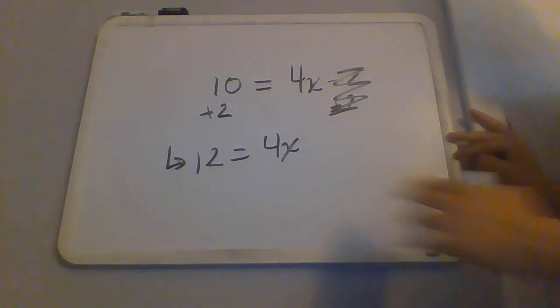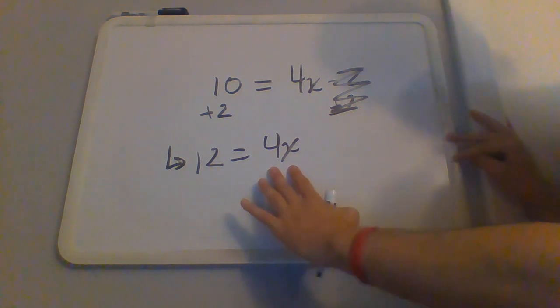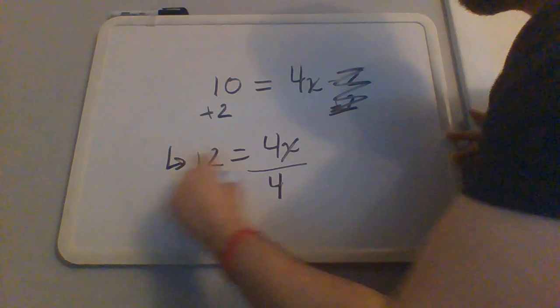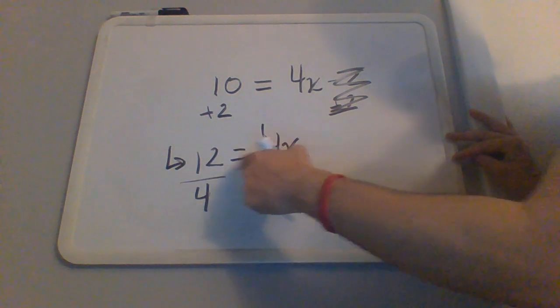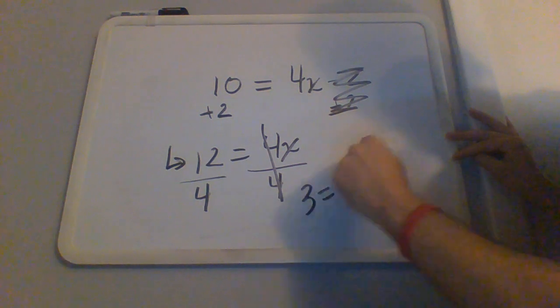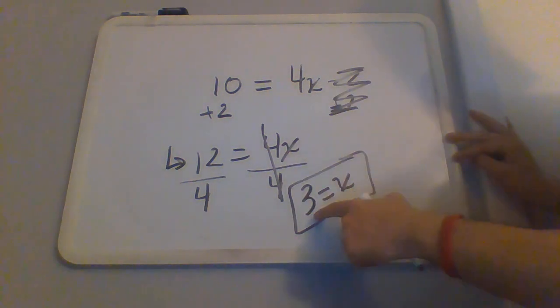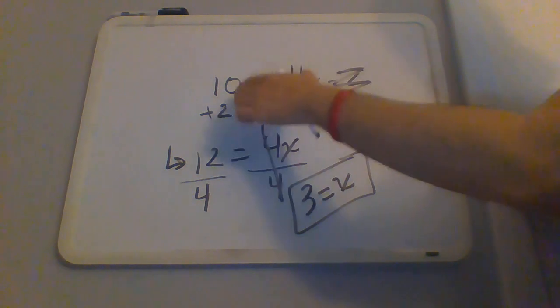And then our last step is to get rid of the 4 because it's attached to the variable. It's being multiplied, so we want to divide. This will leave us with x equals 12 divided by 4, which is 3. And again, plug it back in. 4 times 3 is 12, minus our original 2. 12 minus 2 is 10.